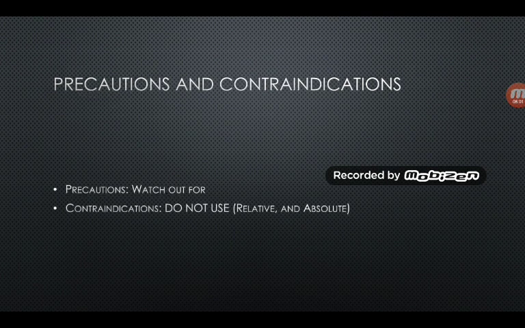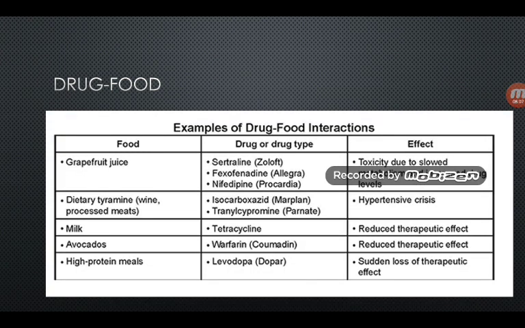Drug-food interactions can be quite important as well. So we'll look at those first. Grapefruit juice can have toxic effects by causing the med to be metabolized slower and sent out of the body slower, and so it builds up. And so it accumulates and becomes toxic. Things like Zoloft, Allegra, and Procardia.